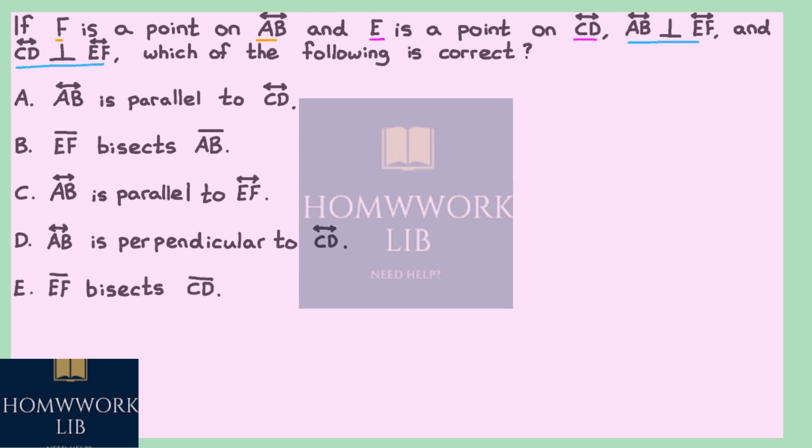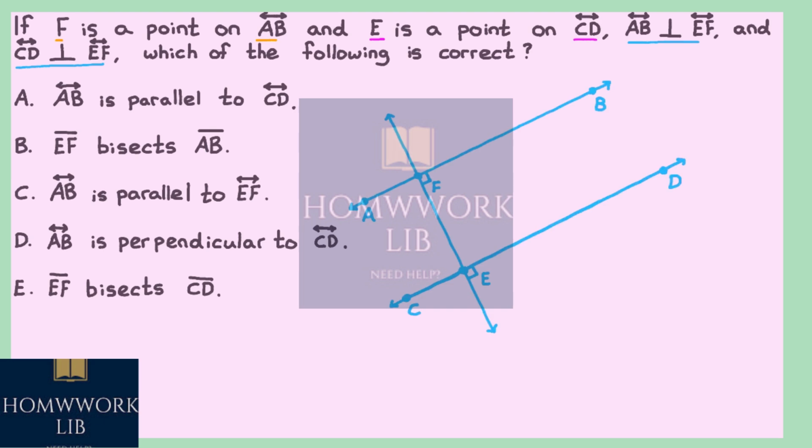In this question, we are given some information about some lines and asked to determine which of 5 given options must be true. To do this, let's start by sketching the given information. That is, that the line between A and B is perpendicular to the line between E and F, and that the line between C and D is also perpendicular to this line, where E and F lie on the lines as shown.